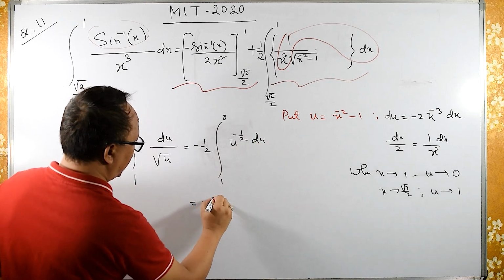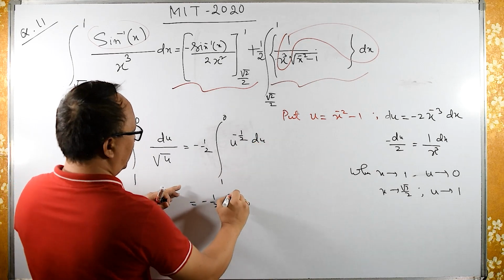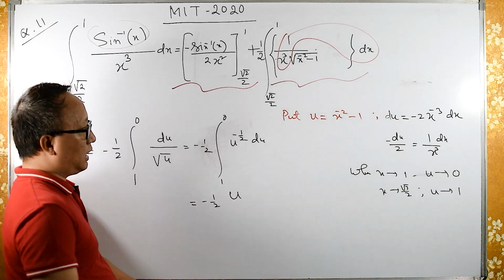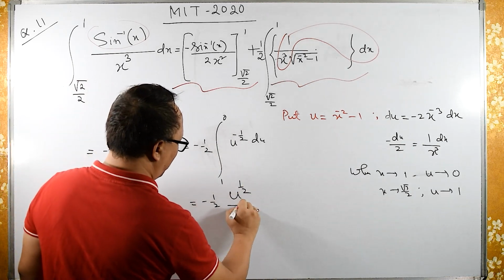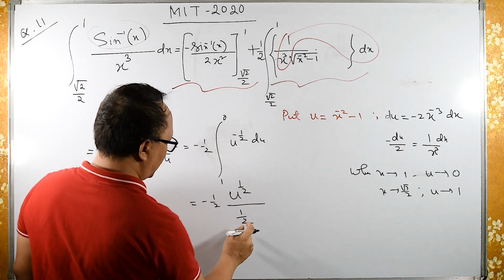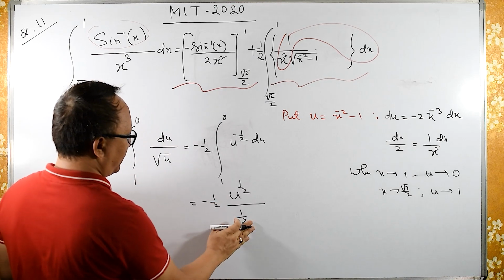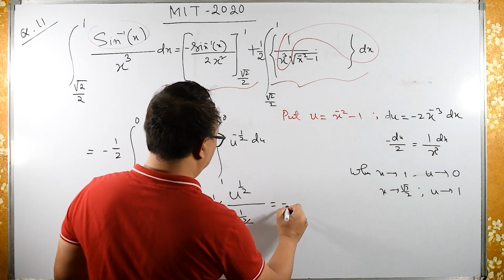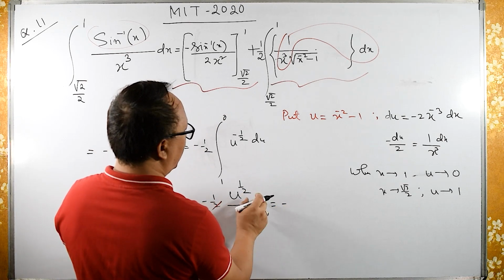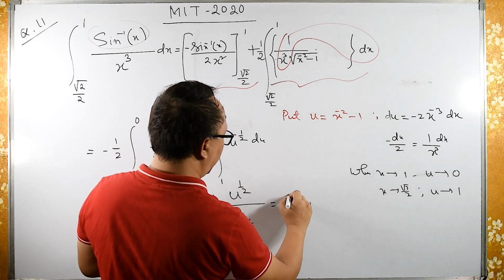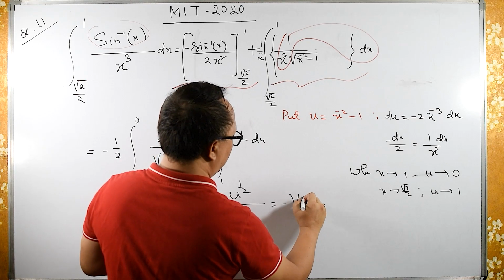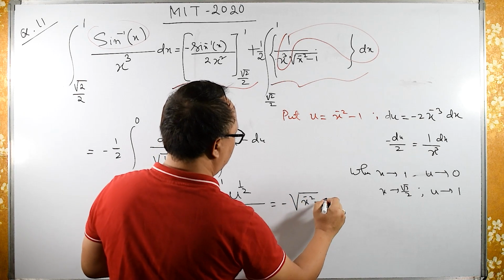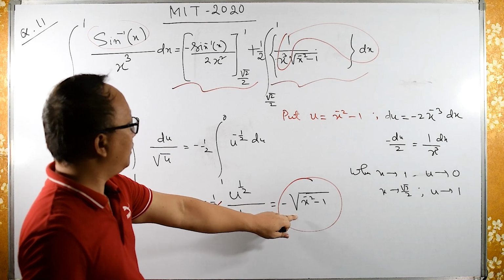Let's integrate this: minus half, u raised to minus half plus 1 is half, upon 1 by 2. So these 2 and these 2 get cancelled. We have minus of u raised to half. What is u? U is this. So I can write the square root of x raised to minus 2 minus 1. This is for this one.